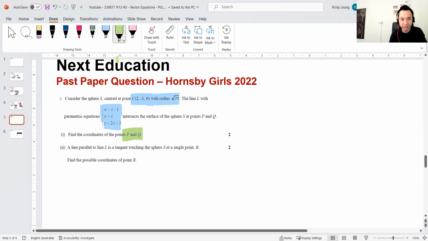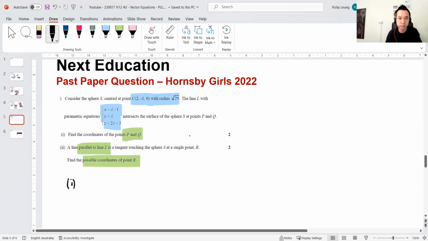A line parallel to L. What's L? Oh, that's this guy. Parallel to L is a tangent touching the sphere. Find the possible coordinates of R. Now that's a bit trickier, right? But not that tricky, right? Let's do part 1 and see where it takes us.